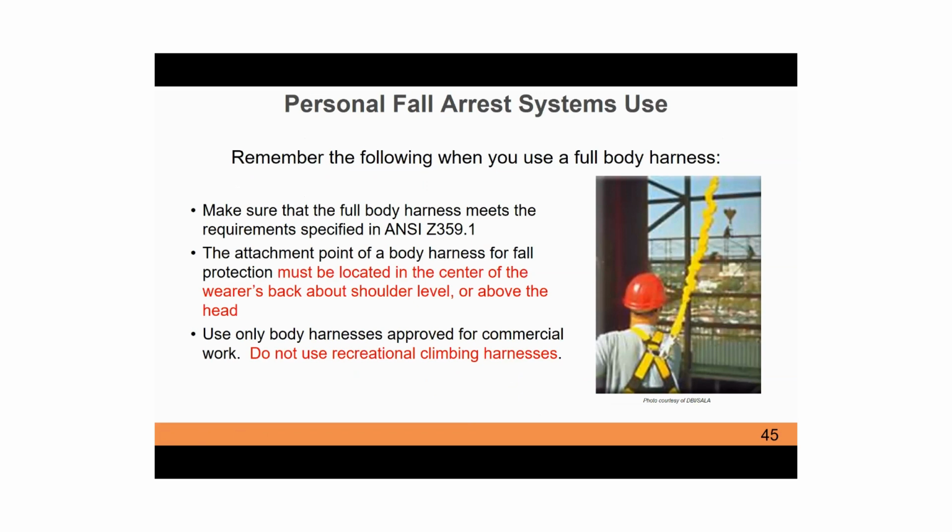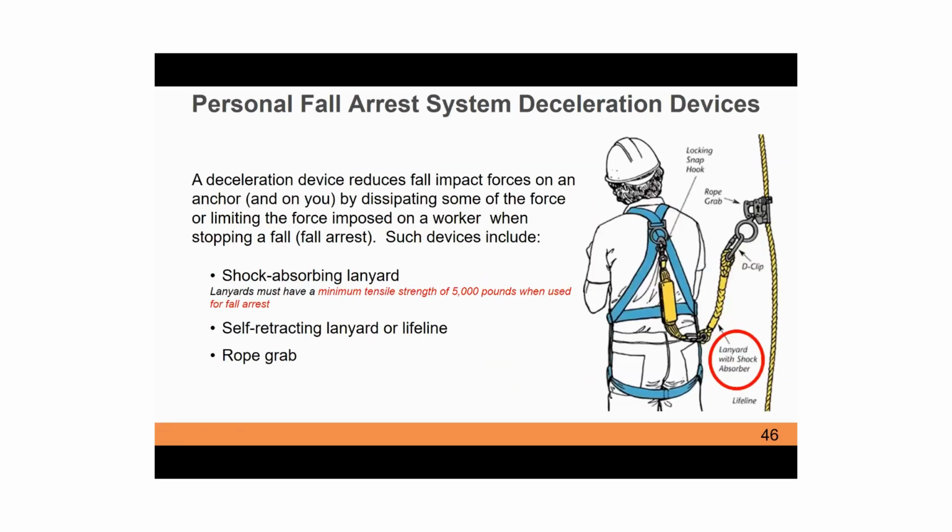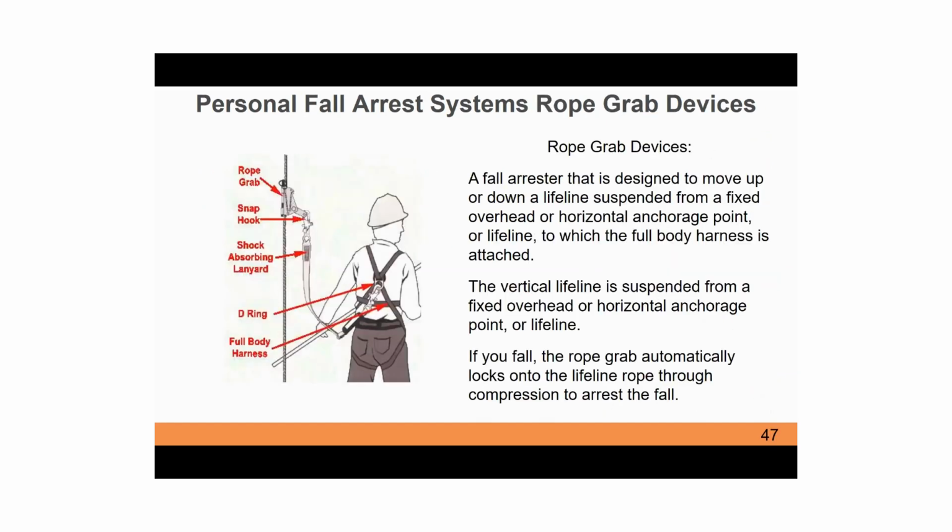The attachment point has to be located about shoulder level or above the head, and recreational climbing harnesses are not to be used. The harnesses will have system deceleration devices. These can be shock absorbing lanyards, self-retracting lanyards or lifelines, and rope grab. The lanyards have to have a tensile strength of 5,000 pounds if they're used for fall arrest. The rope grab devices have their own requirements, and again, these are for fall arrest systems unless they're specifically stated for restraint.